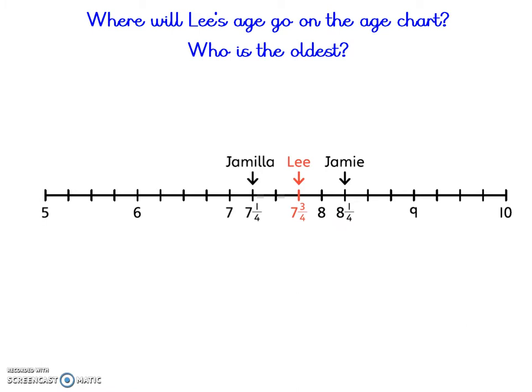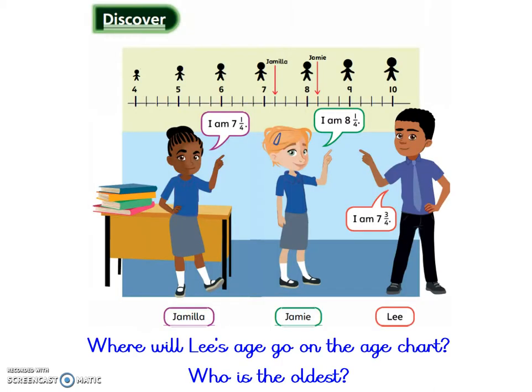And by placing those names on my number line, it's quite easy to see that the oldest person there is Jamie, the youngest person is Jamila, and the middle one is Lee. So the oldest one is Jamie at 8 and 1 quarter years old. So now we've looked at the strategy we used for 1A, let's move on to 1B.